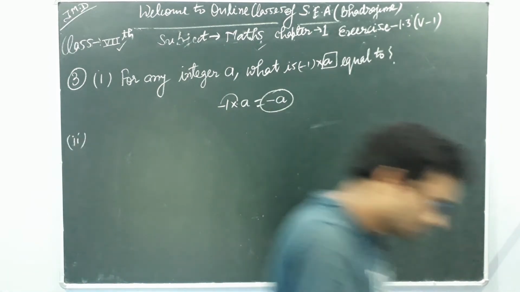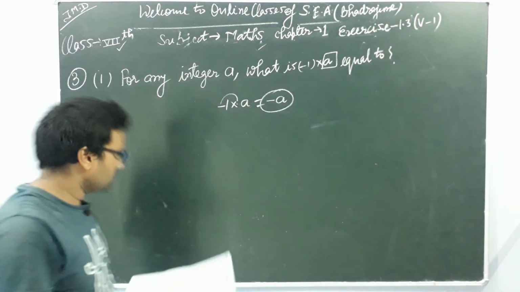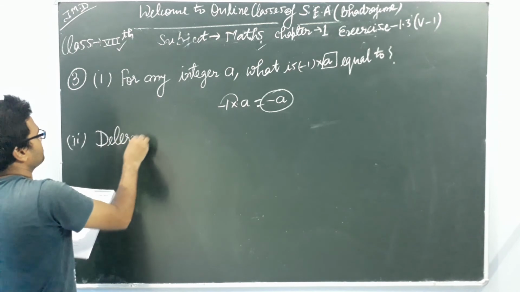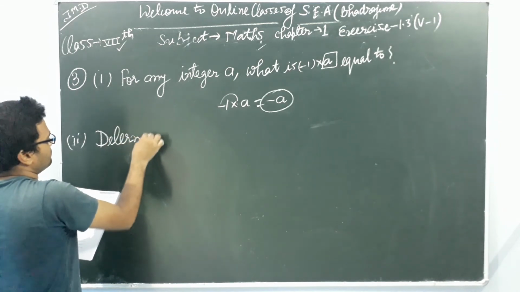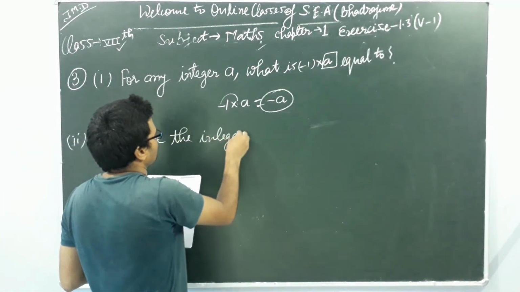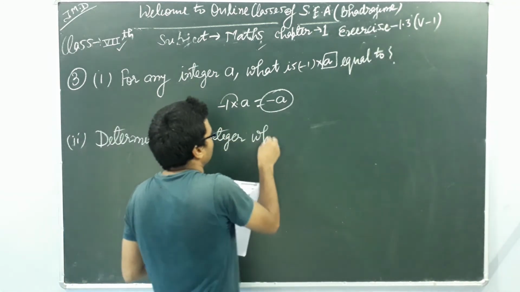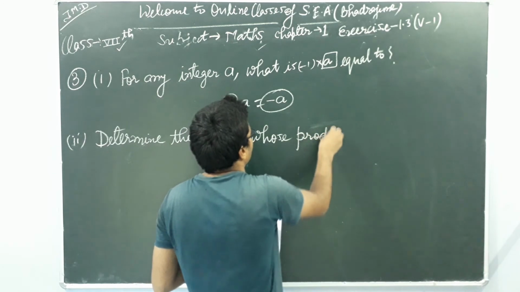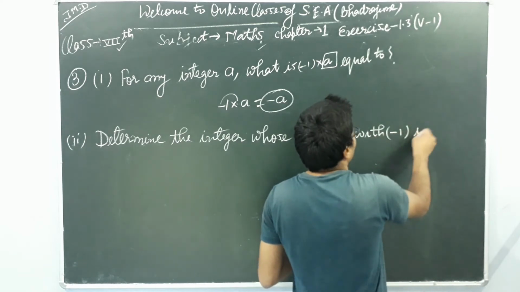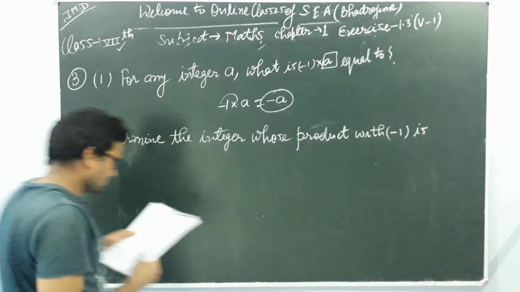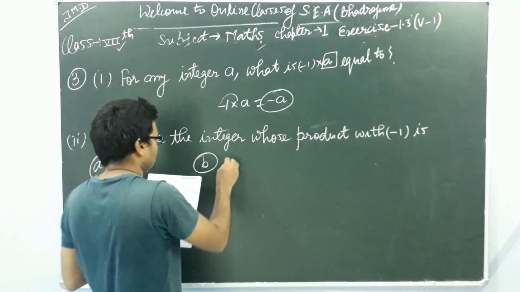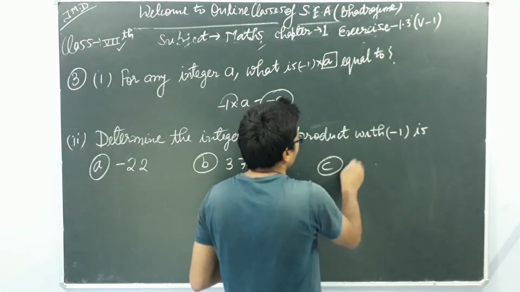Okay, our part second is question number 3, part second: determine the integer whose product with minus 1 is. Part A is minus 22, B is 37 and C is 0.